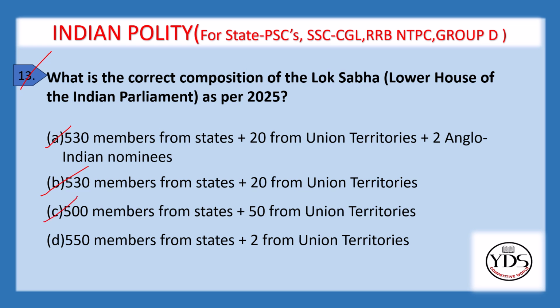Option C. 500 members from states plus 50 from union territories. Option D. 550 members from states plus 2 from union territories. Option B. 530 members from states plus 20 from union territories is the correct answer.